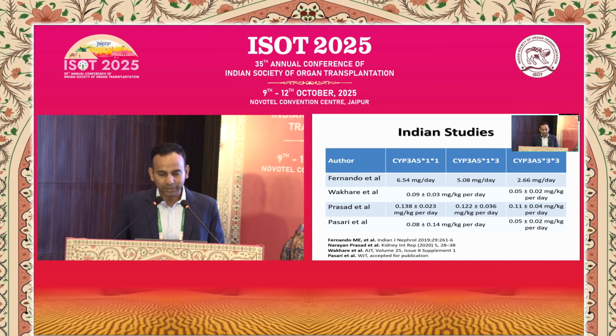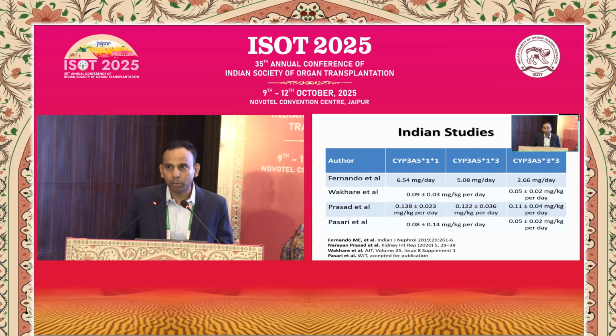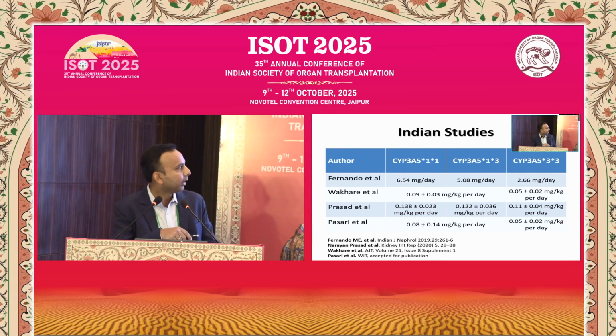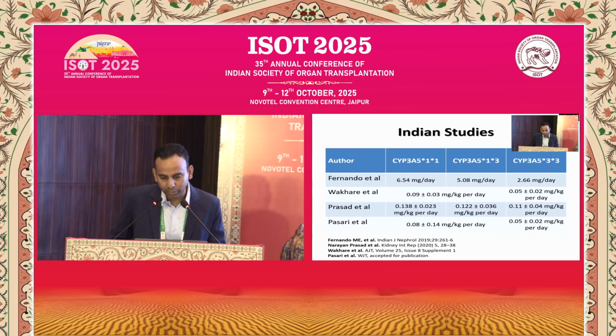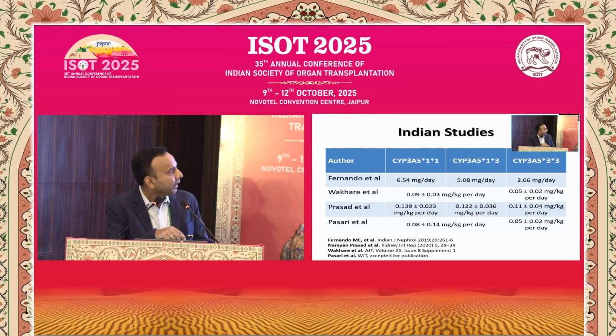So now we have significant data from our own population, the Indian study population. From our own data, we found that the majority of the expressors will require a dose somewhere around 0.08 to 0.1 mg per kg per day, which was also shown by data from Western India. From northern India, a study by Dr. Narayan Prasad sir showed that the expressors will require a dose of around 0.13 mg per kg, and the non-expressors will require a dose around 0.11.